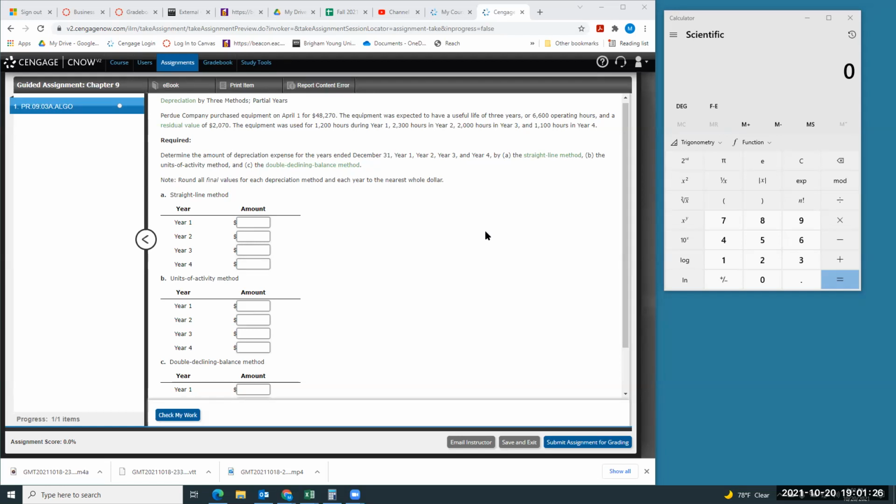Here we're going to do depreciation by 3 different methods and with partial years. Okay, so that's going to throw us off a little, and I'll try to explain it.